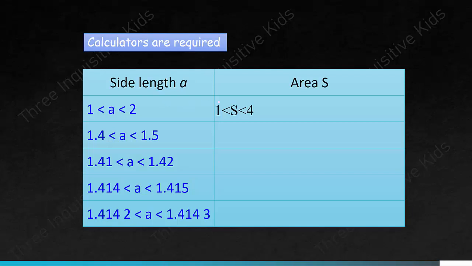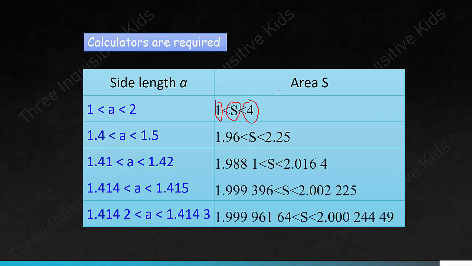1 squared equals 1. A squared equals its area, which is S. And 2 squared equals 4. For the next one, we have 1.4, A, and 1.5. Again, we square all these numbers. So we get 1.96 is less than S, which is less than 2.25. And we keep squaring for the rest of these numbers. And we keep getting closer and closer and more accurate, but we're never quite actually landing on an exact number.